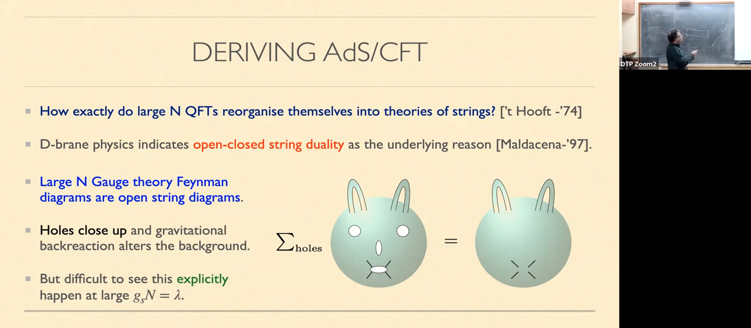Somehow the miracle of AdS/CFT can be encapsulated in this cartoon that in some sense, the string theory diagrams that give rise to the field theory can be viewed as surfaces with holes. And in some sense, as you sum over all these surfaces, when you write the Feynman diagram expansion, sum over all the Feynman diagrams, effectively they kind of close up, and you get something which is a purely closed string diagram, namely a diagram without any boundaries.